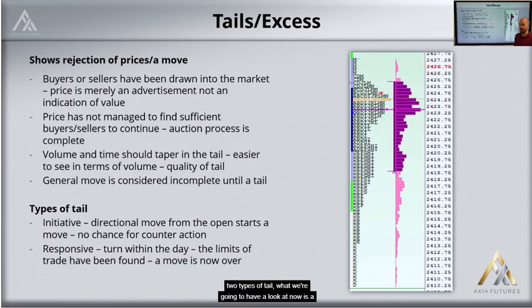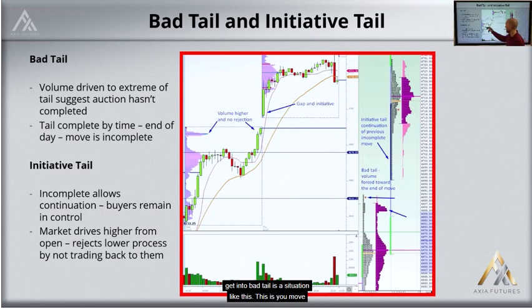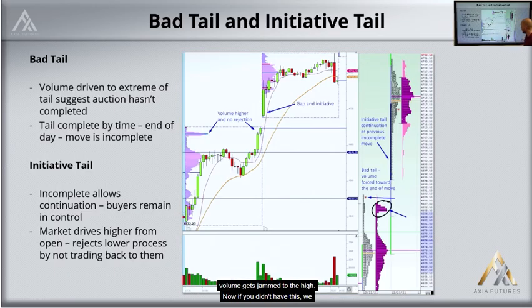What we're going to have a look at now is a few different examples, starting off with a bad tail. What you get in a bad tail is a situation like this. This is your move higher, this is another S&P example. Drive higher, all the volume gets jammed to the high.